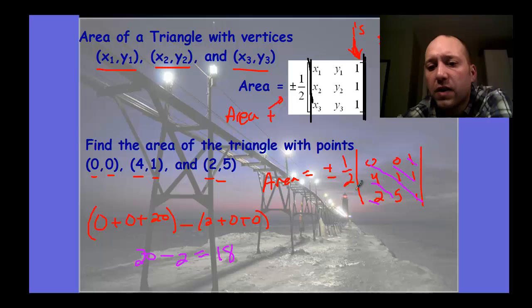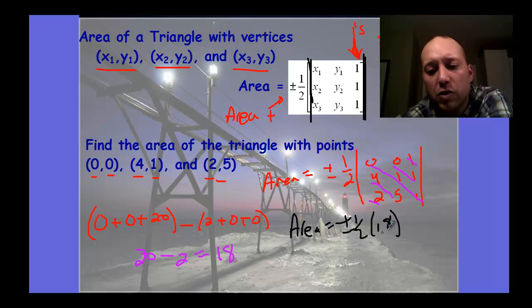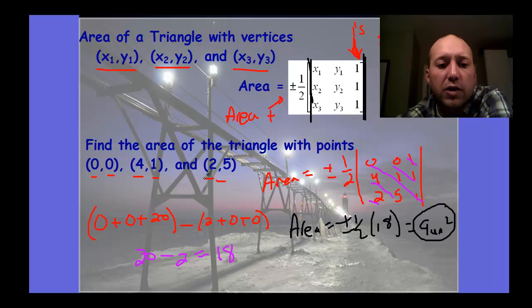Then the area is going to be equal to plus or minus 1/2 times 18. Since 18 is positive, I'm going to use the positive 1/2. So it's just going to be 1/2 of 18, which is 9 units squared. There's your area of that triangle.